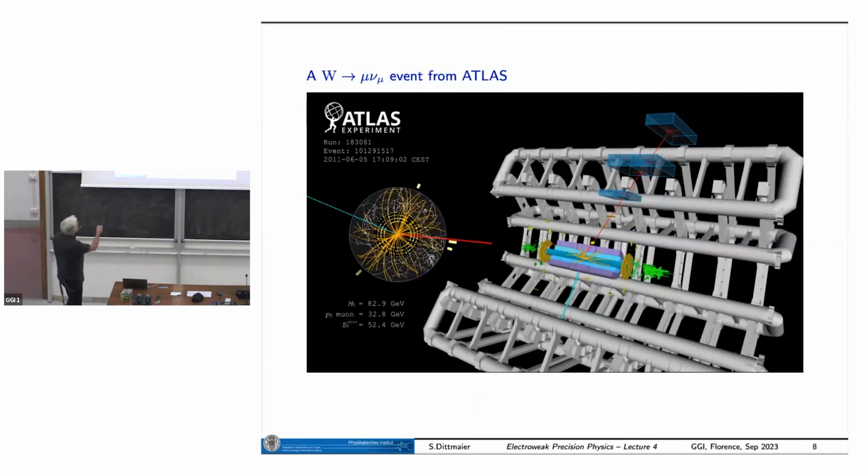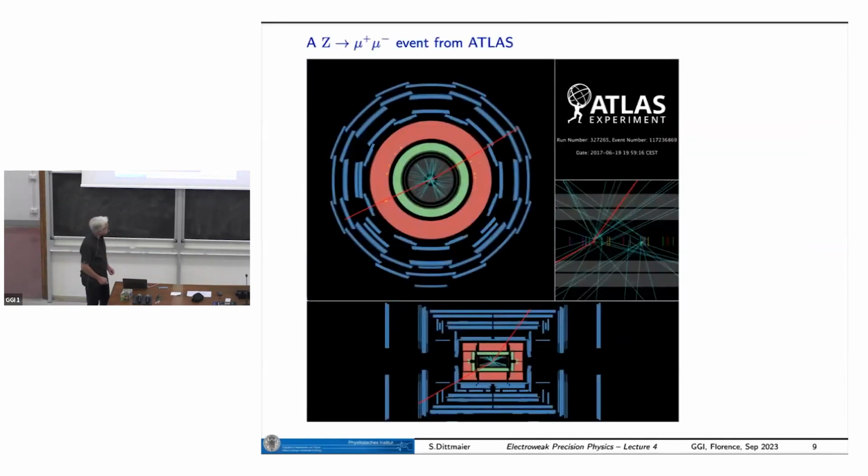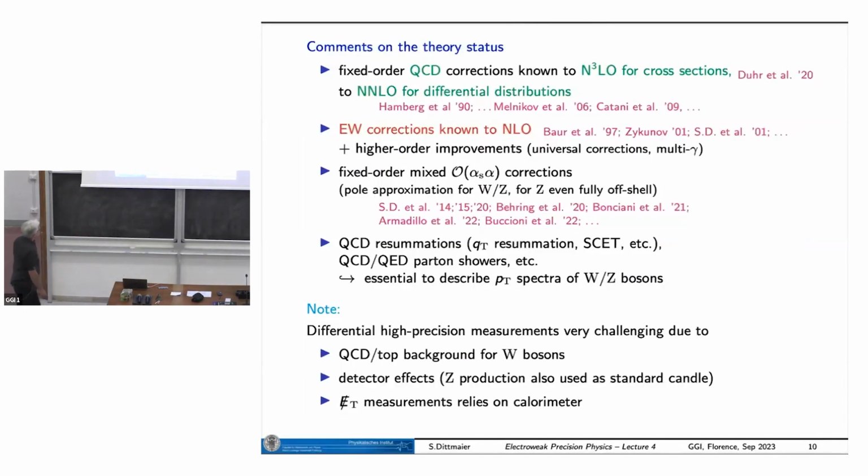Here, that's a typical W event. You see one muon going out to the muon chamber and missing transverse momentum indicated in light blue here, and basically nothing else. Here for a muon pair. And I have just given you a very brief list of precision calculations which were done over the last decades, culminating basically in the N-cube LO calculation for the full cross-section.